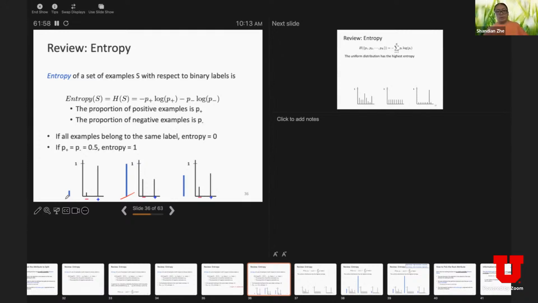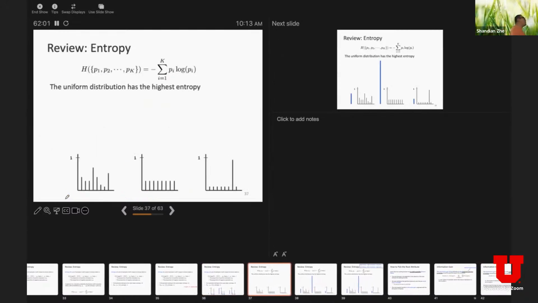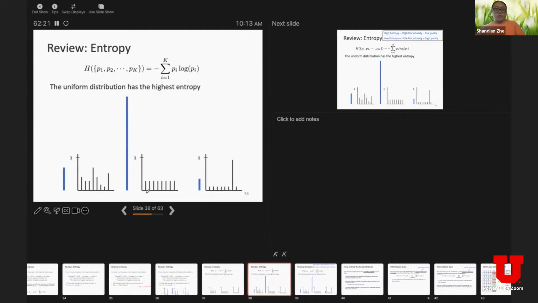Right. So such an observation applies to multi-class labels. Suppose you have K possible labels, and you calculate entropy in this way. If you look at how entropy varies along different values of P1 to Pk, you see that when all P1 to Pk are the same, you get the highest entropy. That is the uniform distribution. And when one Pk dominates all the others, your entropy is very small. This is very reasonable.